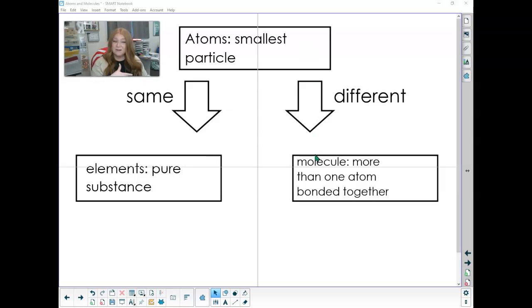When we get those different atoms, that's when we make a molecule, and those have to be bonded together. You can make a molecule that is the same type of atom as long as they're bonded together, but most times they are different types of atoms.